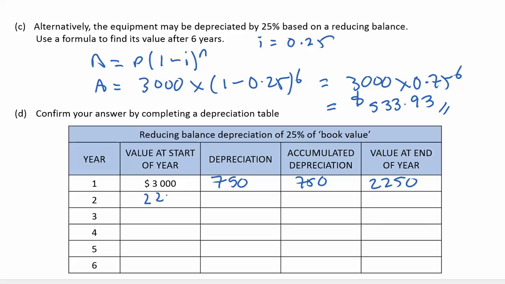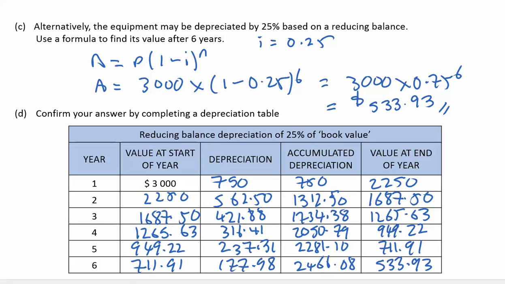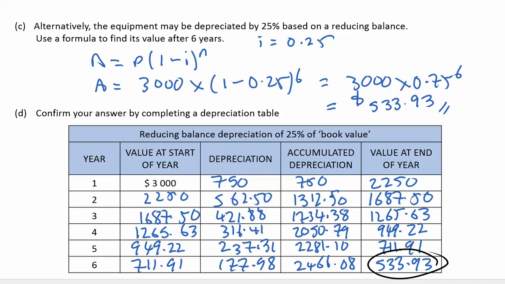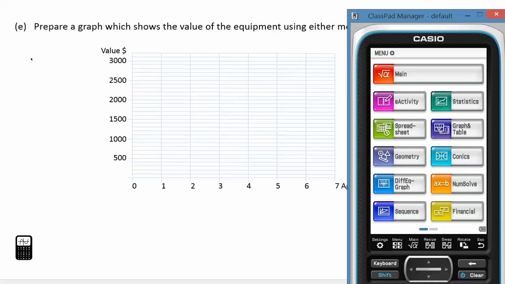So that $2,250 at the end of the first year, I then calculate 25% of the value of it as its depreciation figure. The accumulated depreciation becomes $1,312.50, and its value at the end of the year is $1,687.50. Carrying out the rest of those calculations, fortunately, the value of the item at the end of the 6th year is the same as predicted by the equation, $533.93.